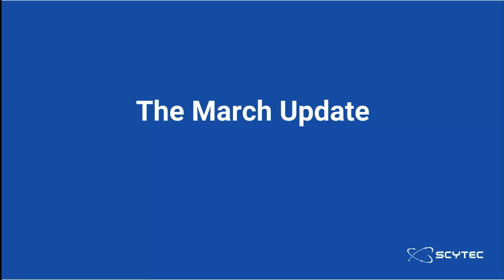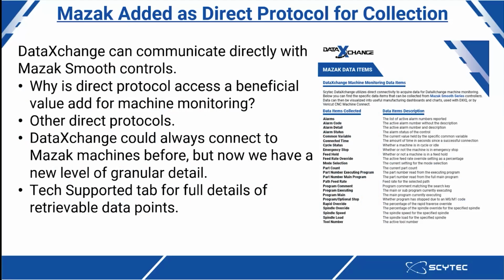The other very big release that we had came in at the very end of March, beginning of April, and I'm going to go over everything that was in that update as well. Starting first with Mazak being added as a direct protocol for data collection. So Data Exchange can now communicate directly with Mazak Smooth and other control types. And why is this direct protocol access a beneficial value add for machine monitoring?